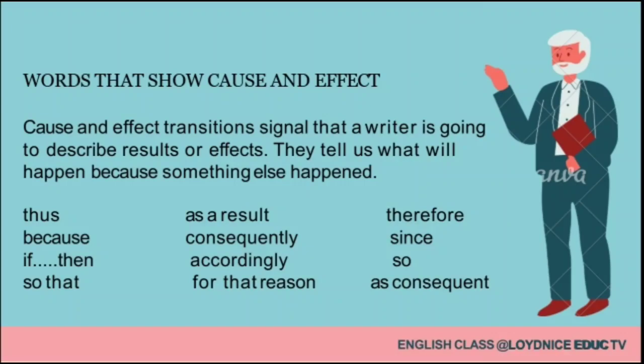Words that show cause and effect. Cause and effect transition signals that a writer is going to describe results or effects. They tell us what will happen because something else happened. Example: thus, as a result, therefore, because, consequently, since, if then, accordingly, so that, for that reason, as a consequence.